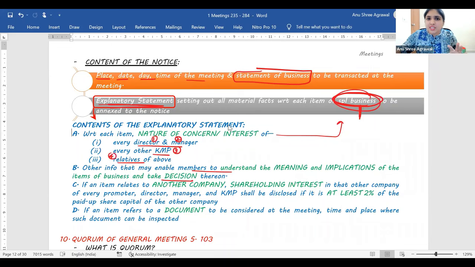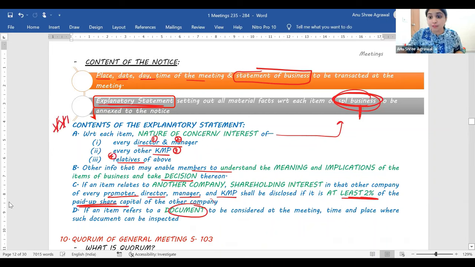Number three, if the special business is connected to some other company, and in that company our promoters, directors, manager, KMP are having at least 2% of paid up share capital, then that also we have to disclose in the explanatory statement. And lastly, if the special business is connected to some document, then where is this document kept? When and where can you inspect this document? Details about that have to be written. I am very particular about explanatory statement contents. We have to learn this properly.